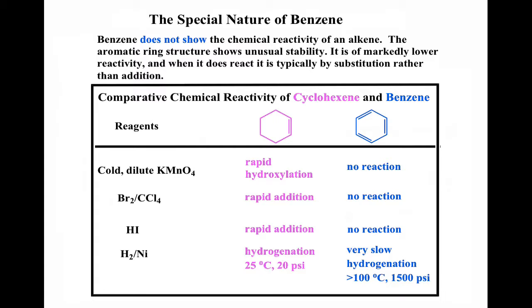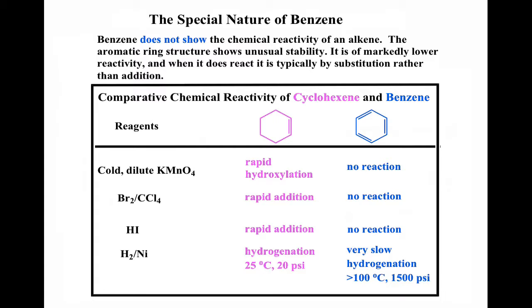Does that make sense? Should it get warm? Absolutely, because I'm breaking a weak pi bond and I'm making strong sigma bonds, right? So yeah, that made sense. But I also know when I added the bromine, I didn't use carbon tetrachloride, I used methylene chloride, but it doesn't matter. We saw no reaction with benzene. And we see the same kind of thing when we look at other reactions that we've talked about.